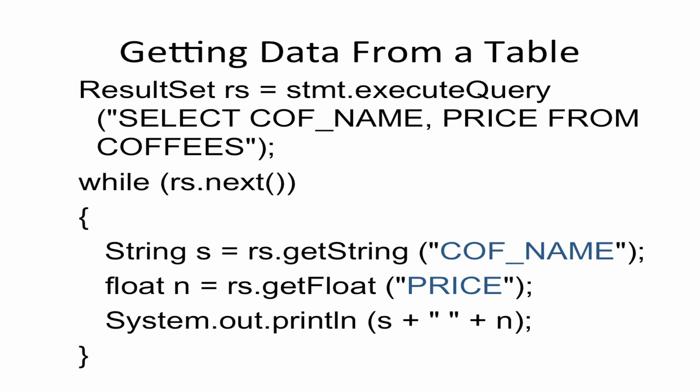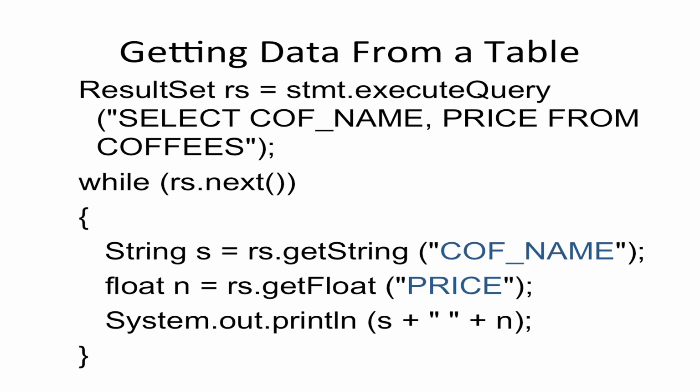And when this statement executes, it will return all the records of this coffee table with their coffee name and price. So suppose in the coffee table we have 15 records, then in the second half of this slide, a while loop is there. So suppose we have 15 records, then this while loop will iterate 15 times.